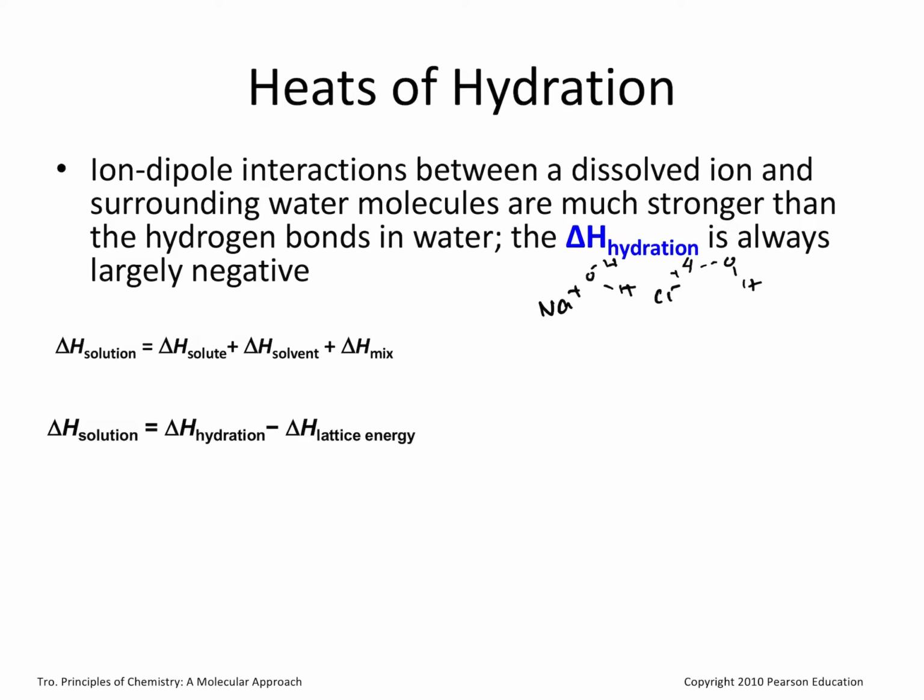So, those ion-dipole interactions that happen are much stronger than the hydrogen bonds in water. So the heat of hydration is always largely negative. It's also always very exothermic for ionic compounds.